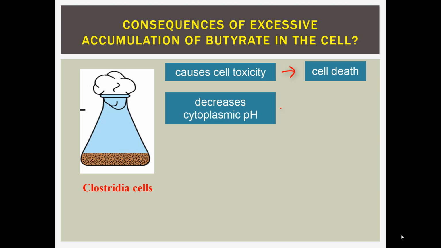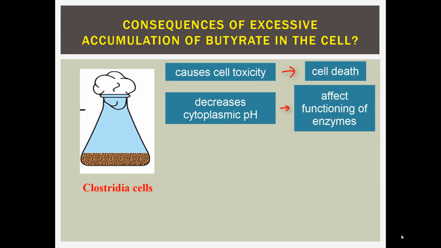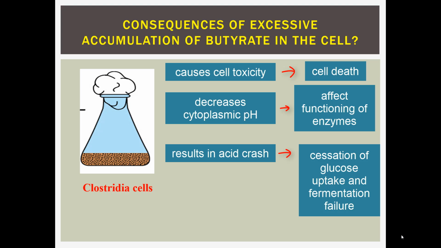This shift in pH will affect the functioning of the enzymes in the cell. So the acetone-butanol ethanol fermentation process neutralizes the pH by converting the acids to solvent, thus increasing the cytoplasmic pH close to neutral. Butyric acid accumulation also results in acid crash or overproduction of undissociated acids. Acid crash leads to the cessation of glucose uptake and fermentation failure.